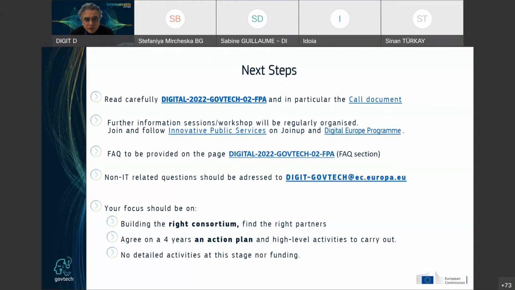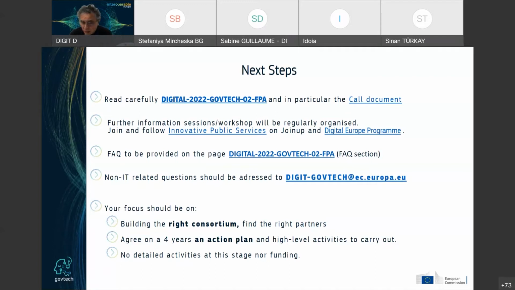So the next step, as I repeat again, I cannot repeat it enough: read carefully the page and the call document. There will be further information sessions. This is not the last one, so we will be organizing them yearly, as well as workshops related to GovTech. I advise you as well to join the collection we have on Join Up, Innovative Public Services.